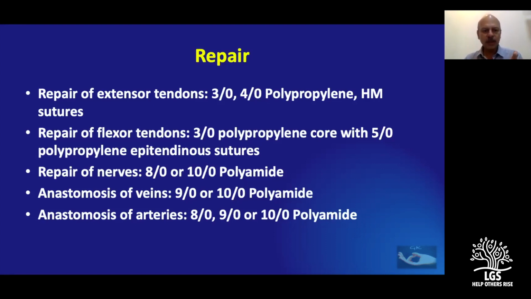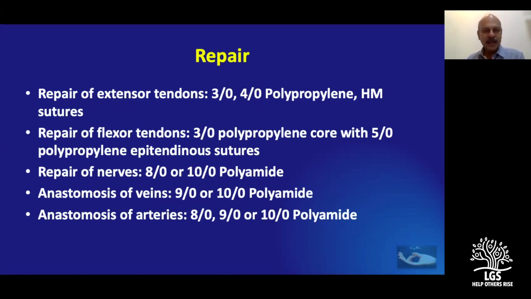So when you do the repair of the flexor tendons, we usually use 3-0 polypropylene core suture. This is for the hand and forearm because you've got different levels of replantation. We cannot generalize the suture metal that is used. Usually we use 3-0 polypropylene core suture with 5-0 polypropylene epitendinous sutures for flexor tendon repair in the fingers, hand, and in the forearm.